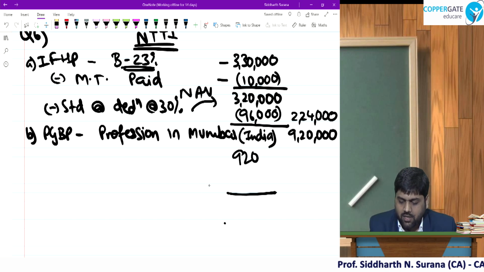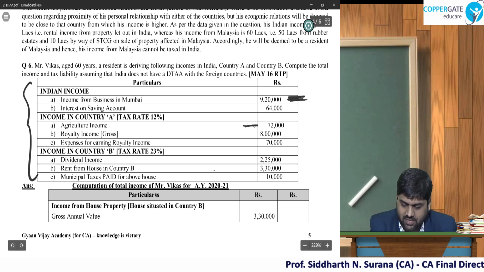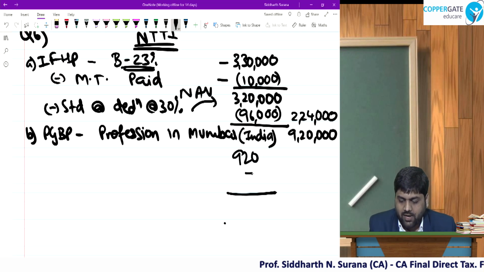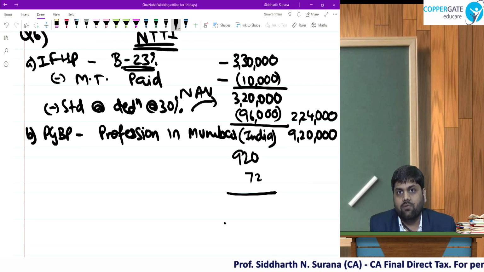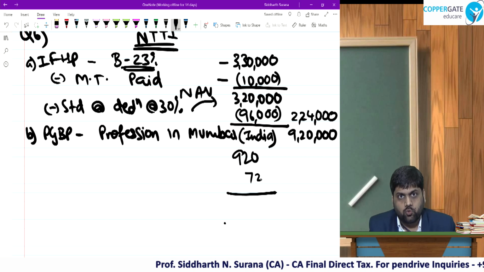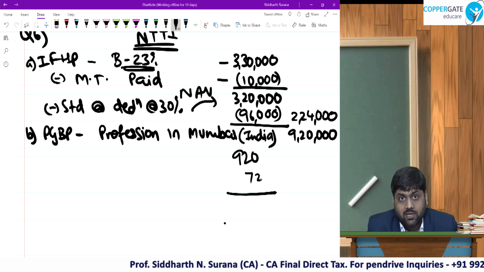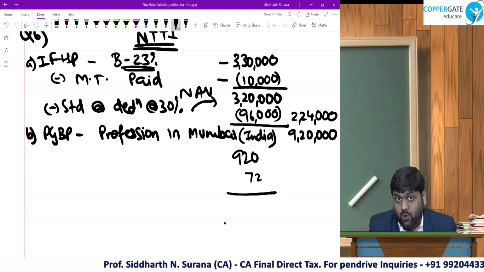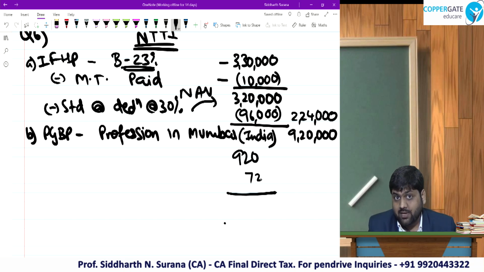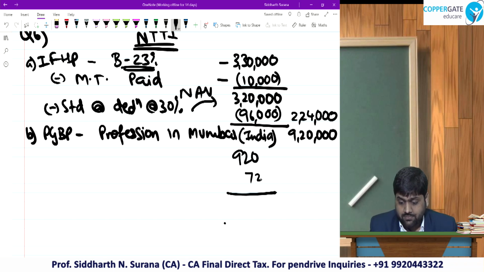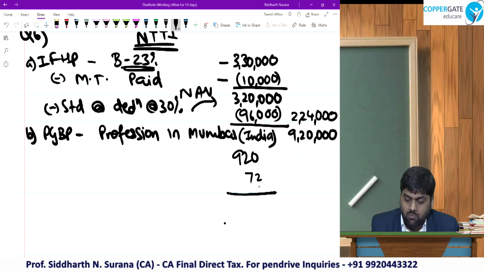Assessee has got income from agriculture business in country A, 72,000. You should write that 72,000 over here, is what some students tell me. Don't laugh at those students. They are absolutely right. Those students who are laughing at this, let me tell you, you are wrong. I wish to now give you some more knowledge.